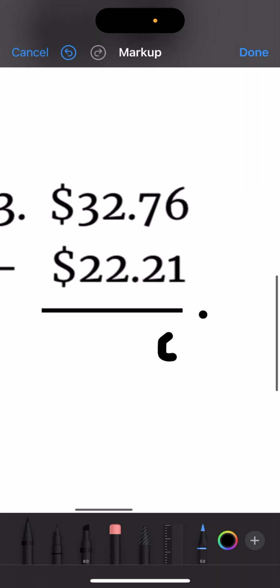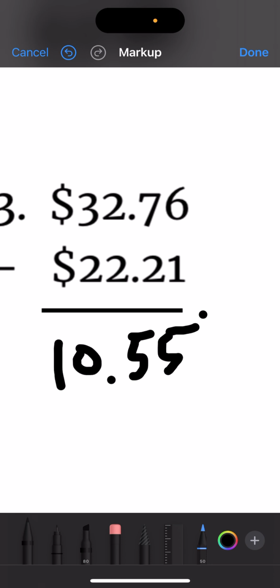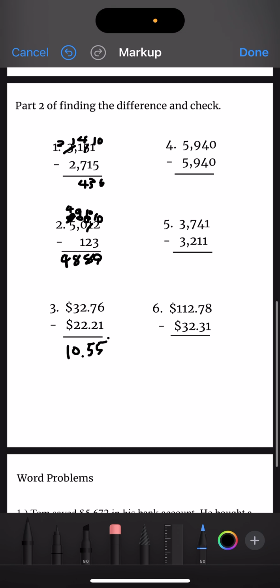6 minus 1 is 5. That's also 5. 0 and 1. In 4, 5, 6, you guys could try it on yourselves for the practice.